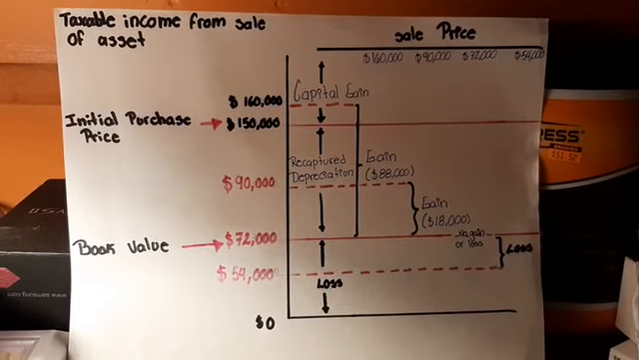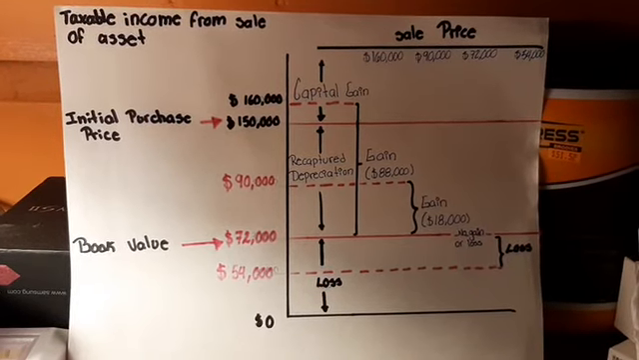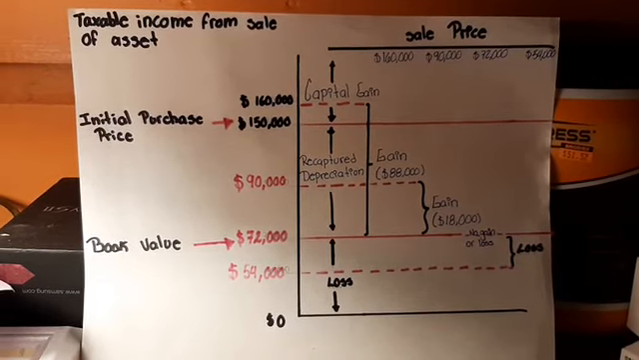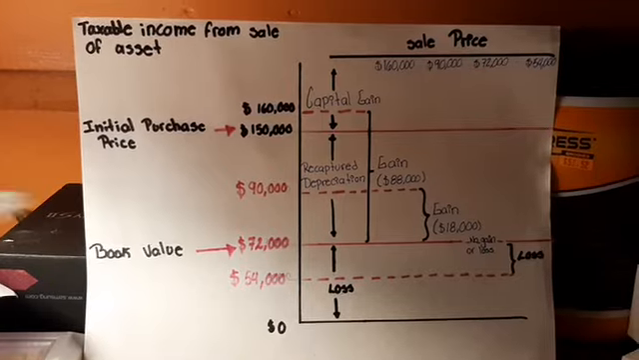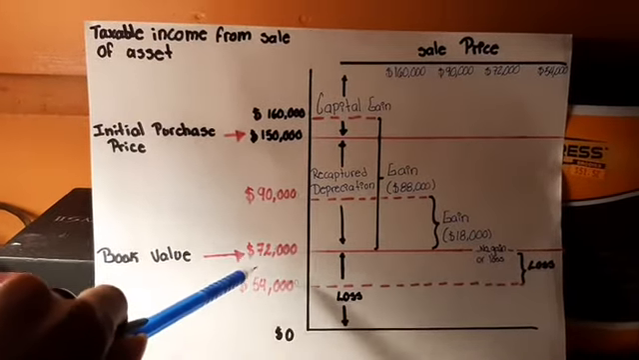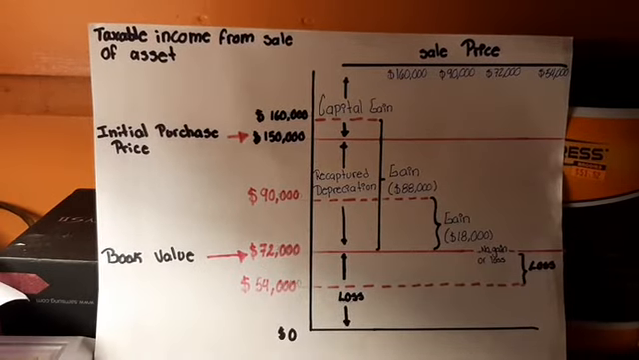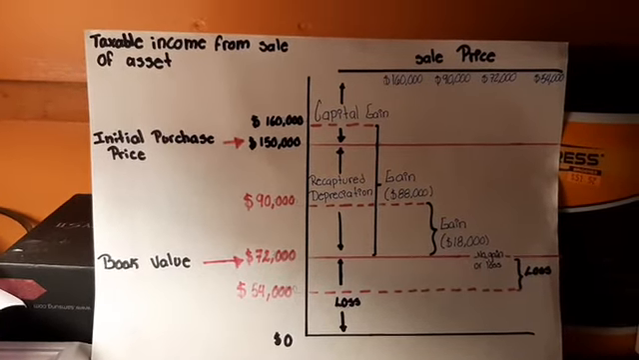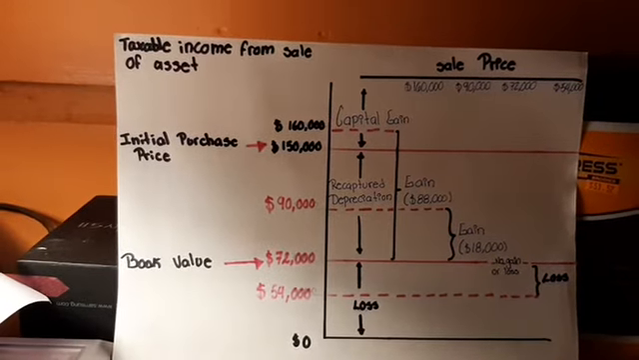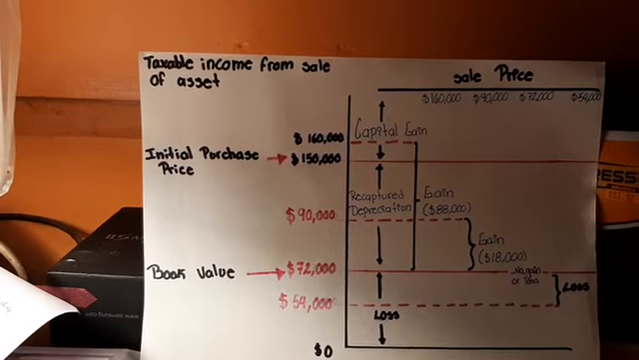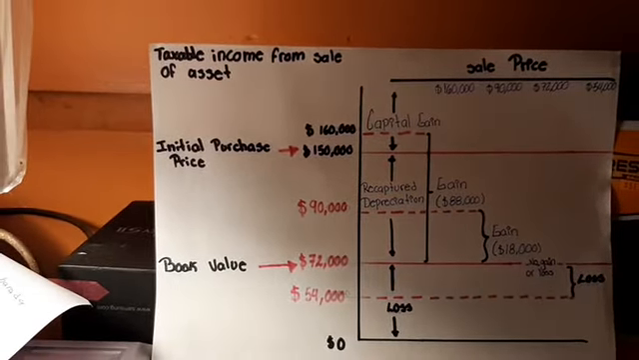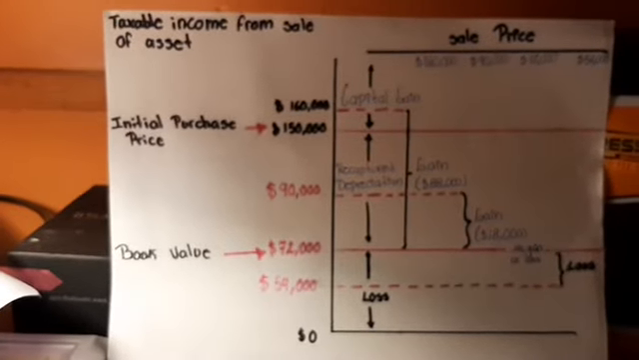Hello, today I'll explain the taxable income from sale of assets. The asset's initial purchase price is 150,000, and the current book value is 72,000. If Hudson sells the asset for 160,000, it realizes a gain of 88,000. Here it will be the gain. How do we get this 88,000?